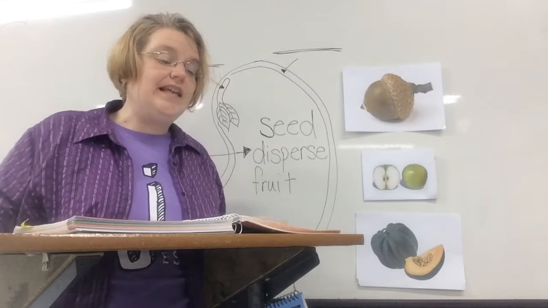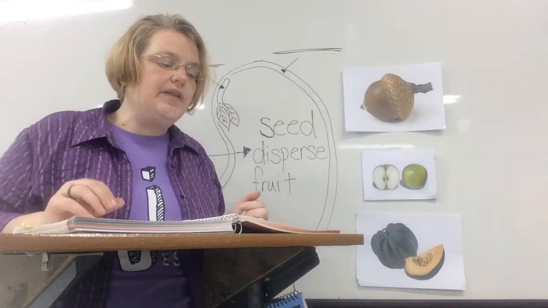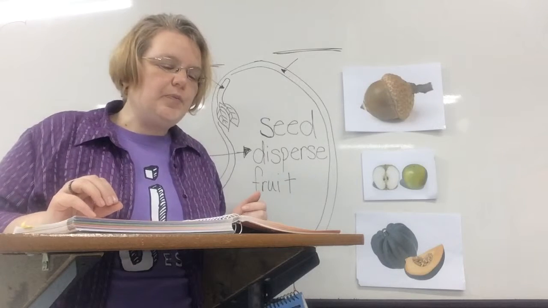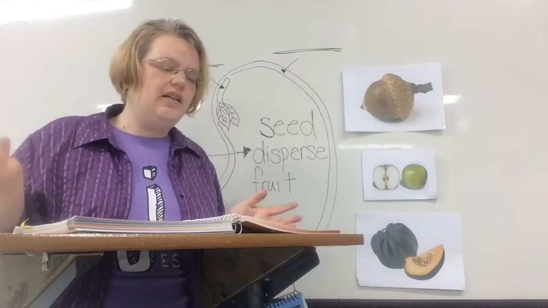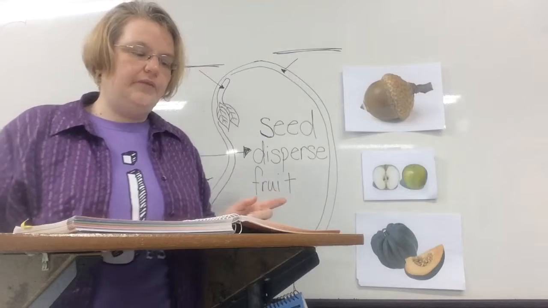Many seeds have tasty outer parts that are attractive to ants. The ants sometimes carry the seeds to their underground nests. They eat only the outer part and usually leave the seed unharmed. The seed is left in the ground, ready to start growing.